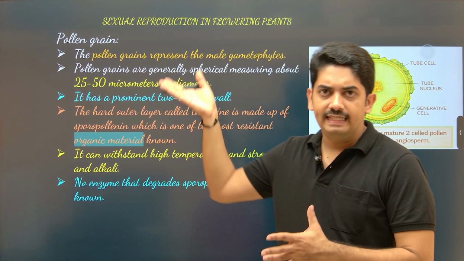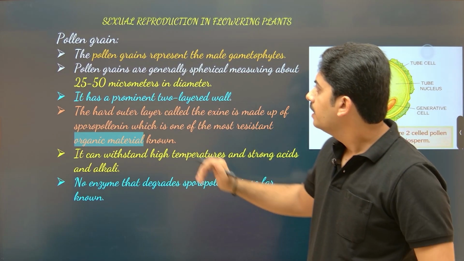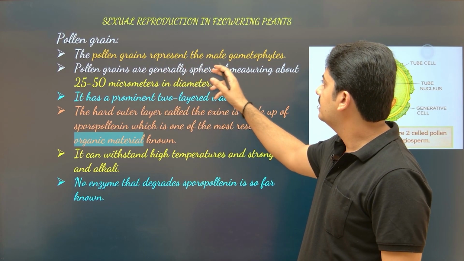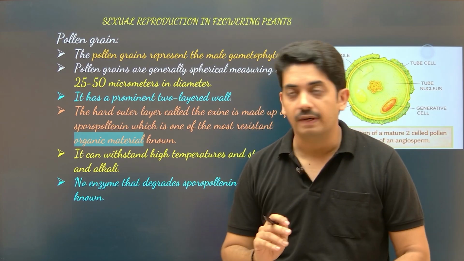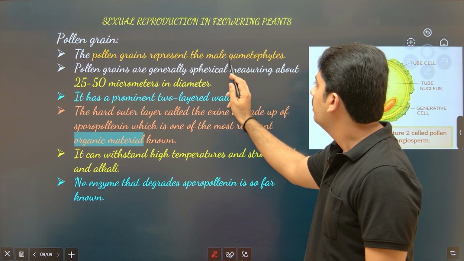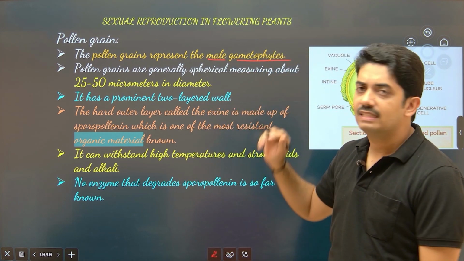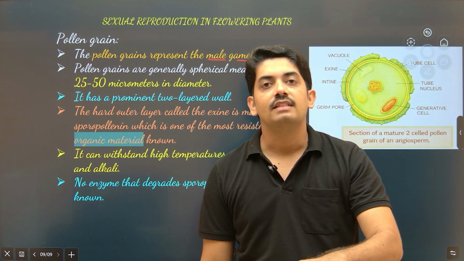Now all the details regarding the pollen grain I have explained. Once again they have given it here. Pollen grains represent the male gametophyte. Please do remember, because there are so many terms here. Male gamete, male gametophyte. If the pollen grain is the male gametophyte, then what is the male gamete?